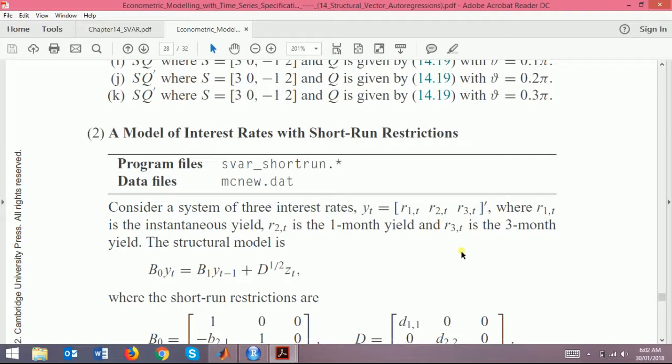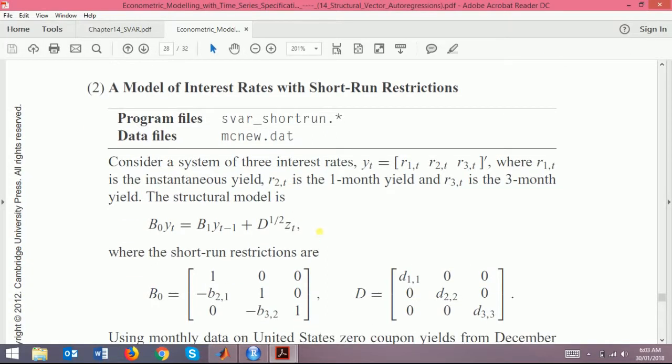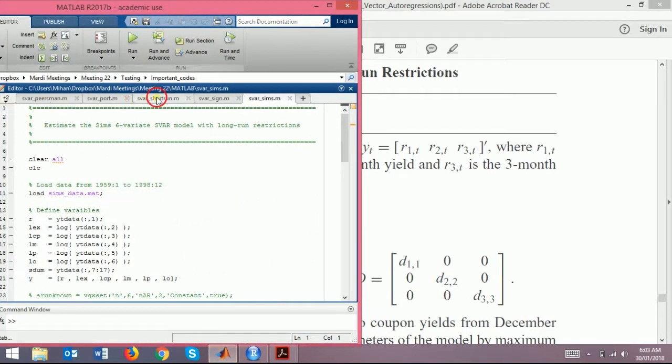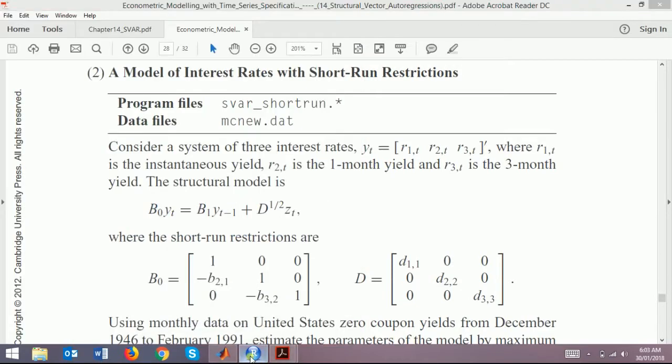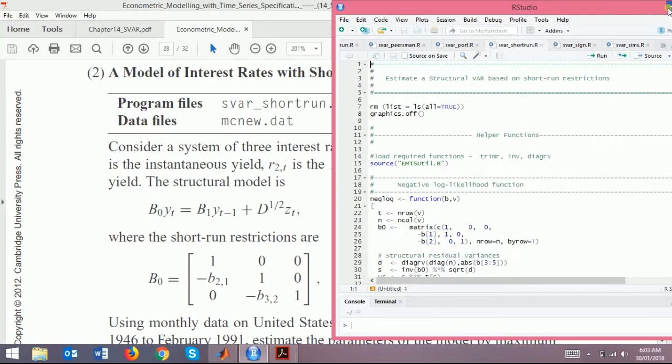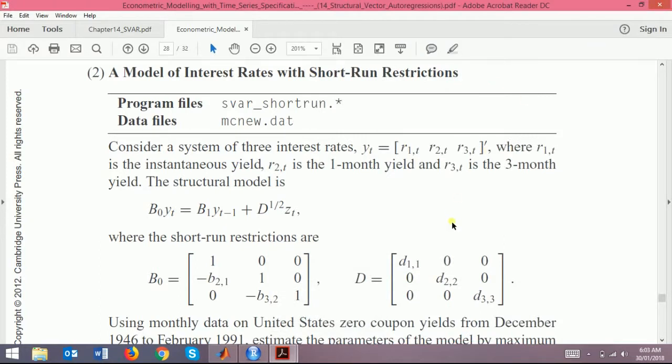Okay, now it's time to move to the second problem. Rows, columns. Okay, second problem, SVAR Shortrun, so let's open the second problem, Shortrun. There are not a lot of problems in this chapter, but all of them are defining factors or bring closure to your understanding of structural models. And structural models are, what should I say, the beginning in econometrics.